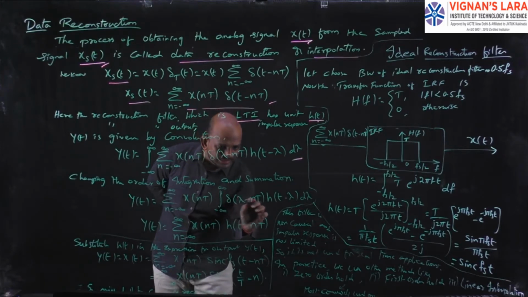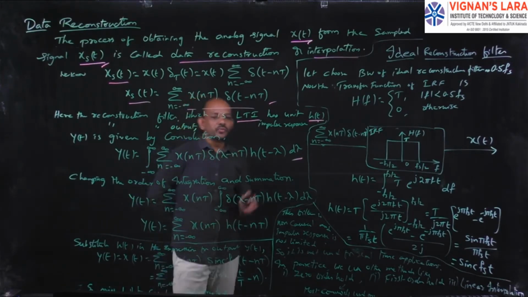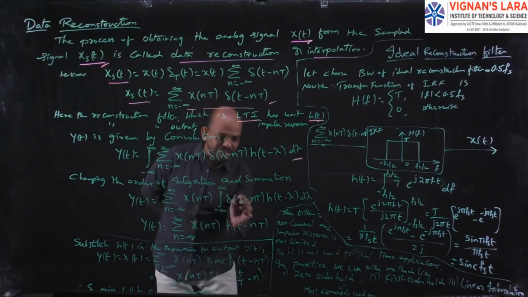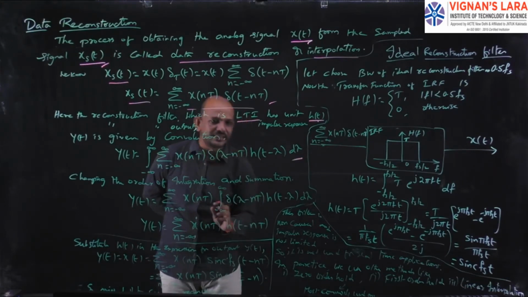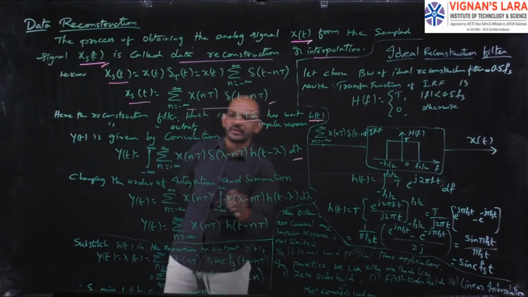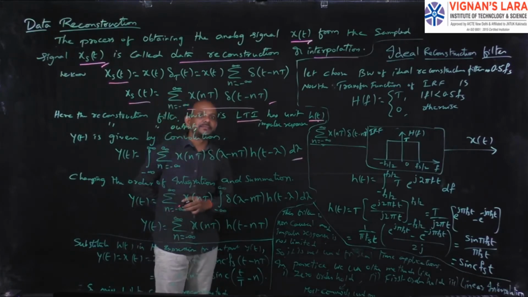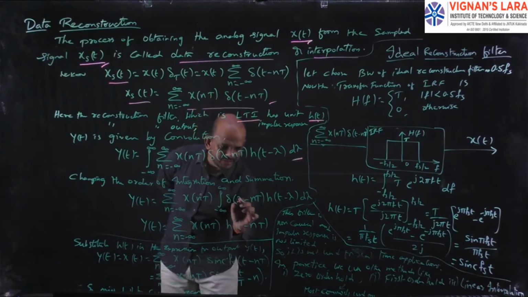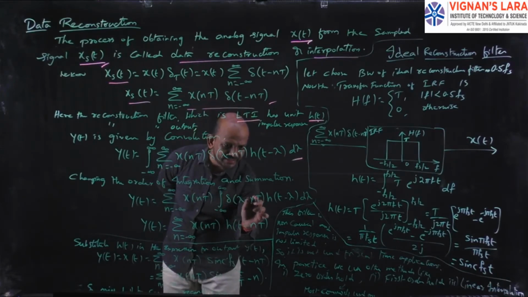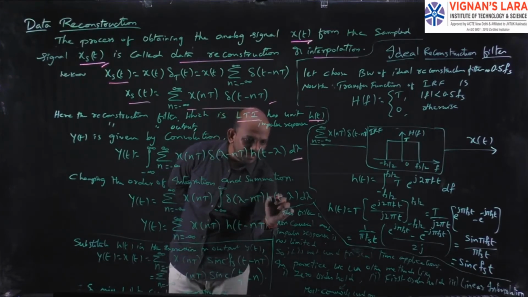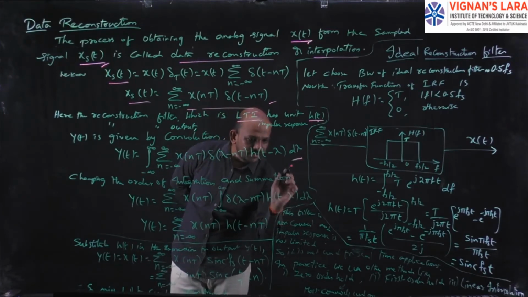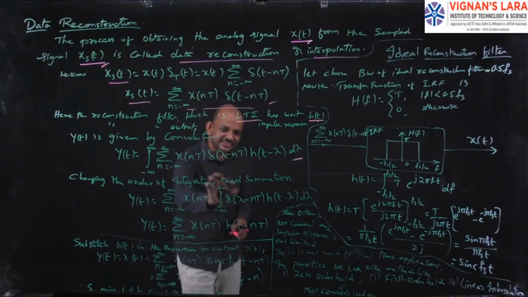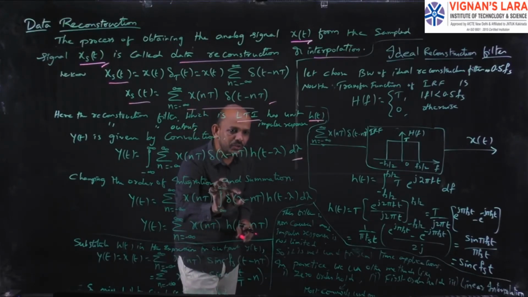Now this will have the value only when this lambda tau will be equal to nt. Clear? Now if this is nt minus nt, so 0, del of 0 is 1, and I will get the value of h of t minus lambda. That is, for this the value should be equal to n into capital T.